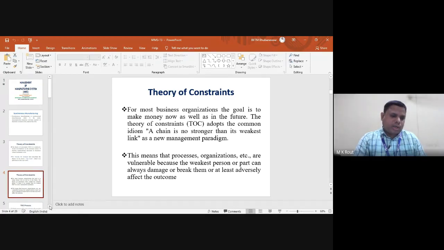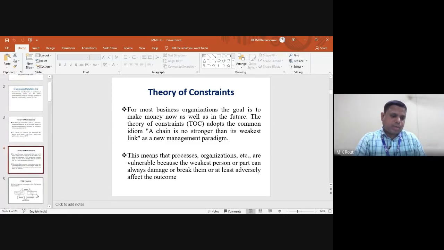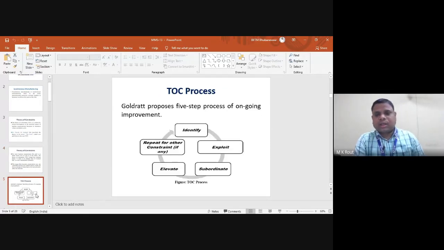Then moving to the next one. That is why most companies are implementing this process, and these are known as the five-step process of ongoing improvement. Whenever you implement the theory of constraints process, you first identify the constraint, then exploit, then subordinate, then elevate, then repeat for the other constraints, if any. So this process directly indicates ongoing improvement.